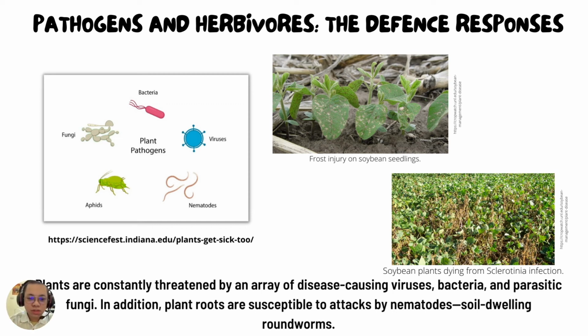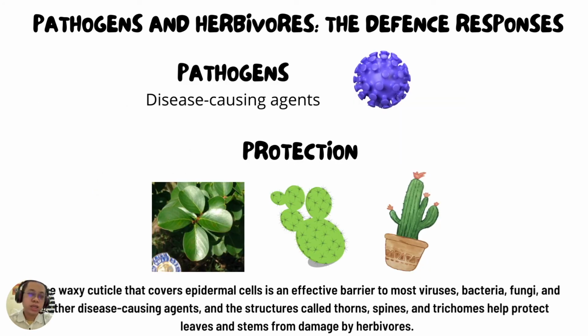An example of some plants that are victims of some pathogens or herbivores or some climatic actions. The frost injury in soybeans and seedlings, you can see here, the leaves have somewhat like patches all over the blade. So here, the soybean plants are dying from sclerotinia infection. So the pathogens are the disease-causing agents. We do not know what kinds of pathogens the healthy plants face. So we have these general defense mechanisms, protection of the plants that they already have.